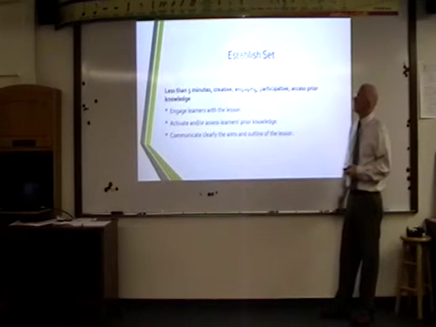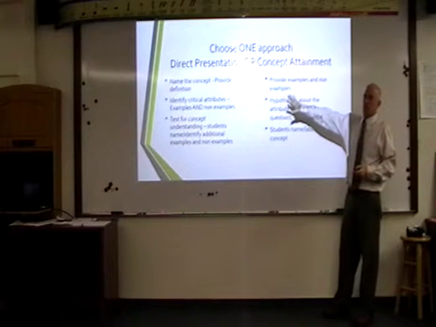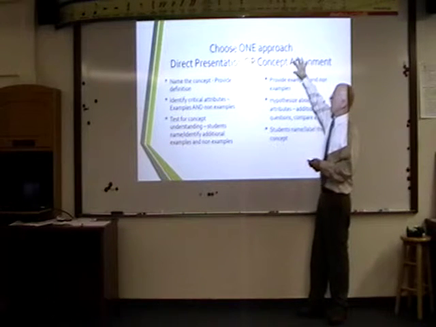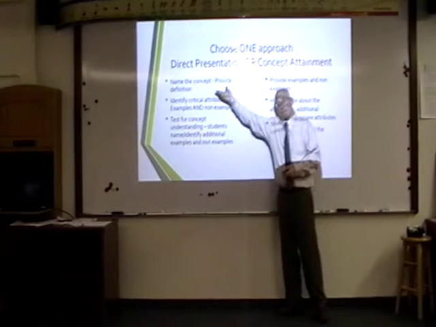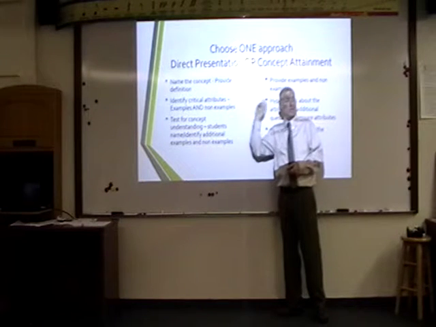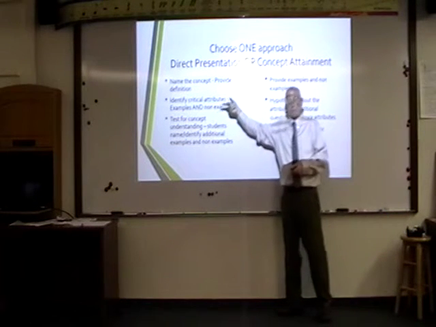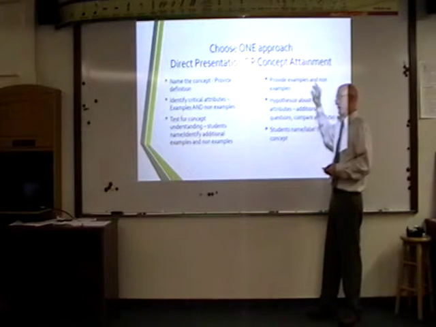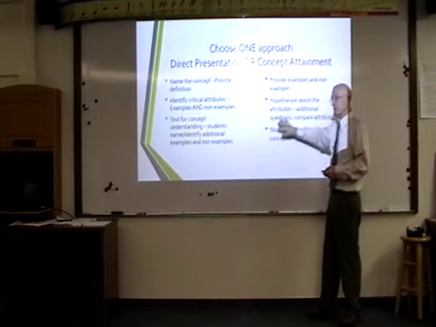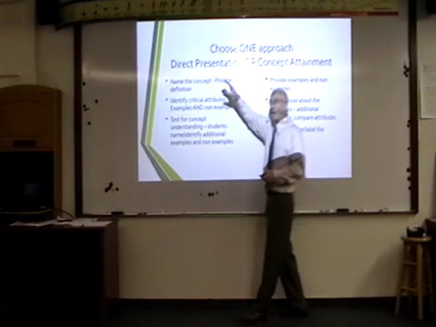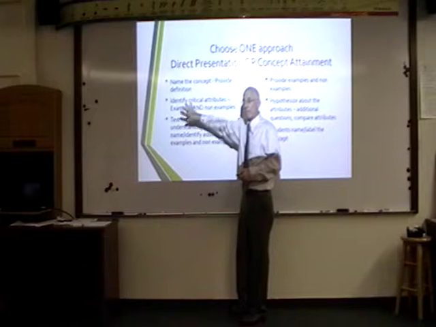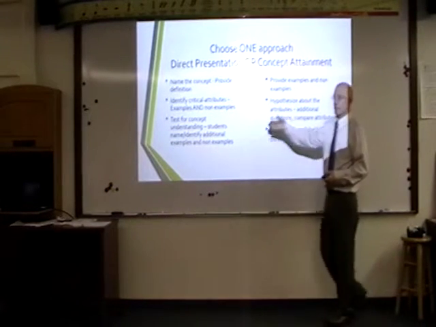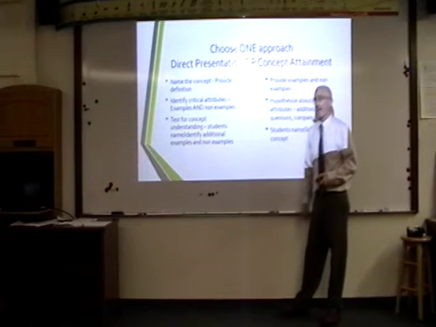Okay. So that's the first step, and then we choose which approach we want to use, the direct instruction or the concept attainment. And as we just talked about, they're just flipped. They're exactly the same thing, only flipped. We either start off with this one, let the students think about the examples and the attributes, and then hypothesize and come up with the concept, or we tell them the concept and then look at examples and critical attributes. Okay? Then test for understanding. How do we know which is best for the students?